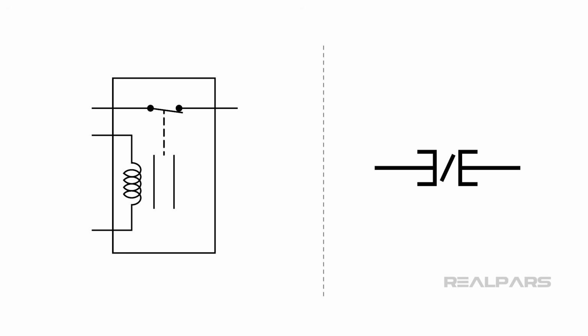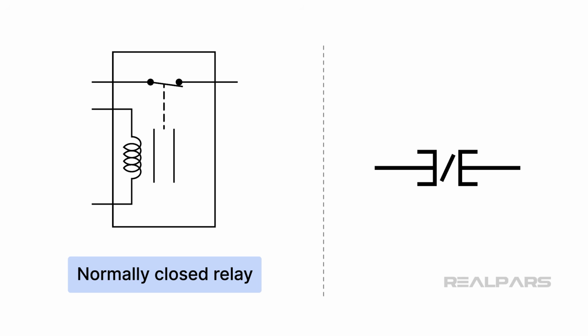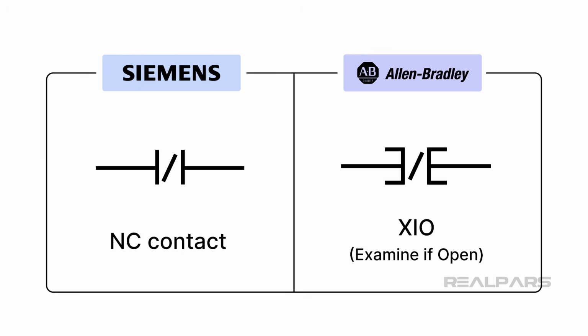The second input instruction resembles a normally closed relay contact. That's exactly how it operates in ladder logic. Siemens calls it an NC contact, while Allen Bradley calls it an XIO, or examine if open contact.